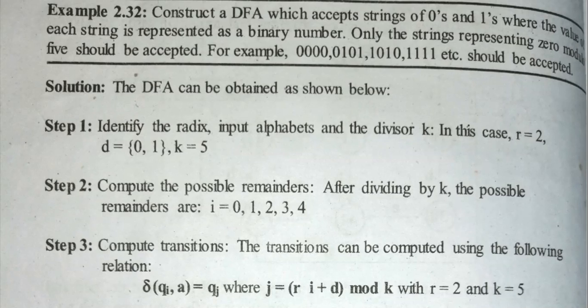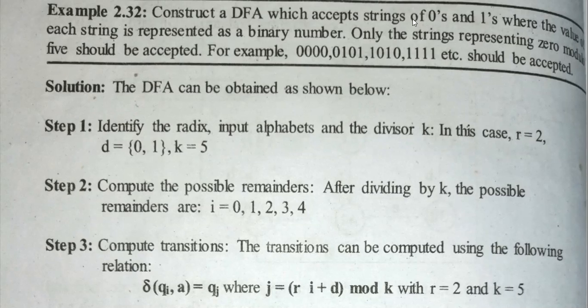Then, only the strings representing 0 modulo 5 should be accepted. 0 modulo 5 means that if you divide the number by 5 and the remainder is equal to 0, only that number should be accepted by the DFA. That means numbers divisible by 5 should be accepted. The rest should be rejected. Remember this condition. Here, 0 modulo 5 means the K value is 5. We need to divide by 5 exactly, so K becomes 5.